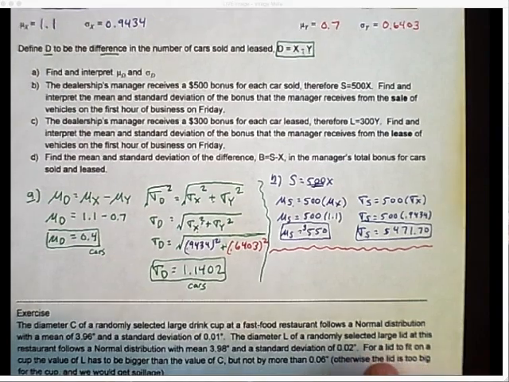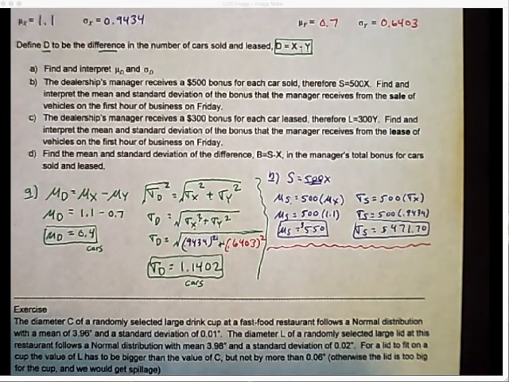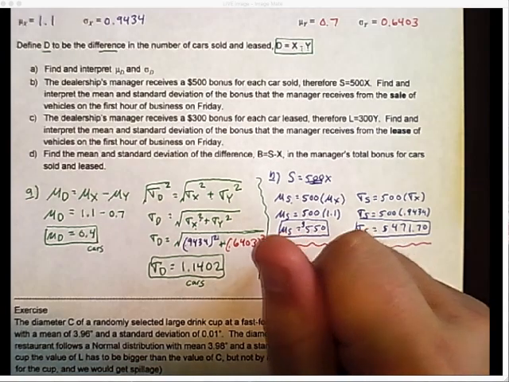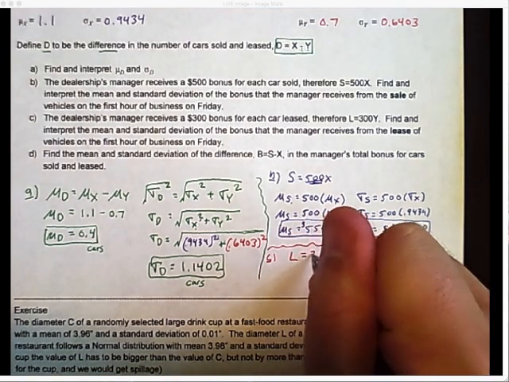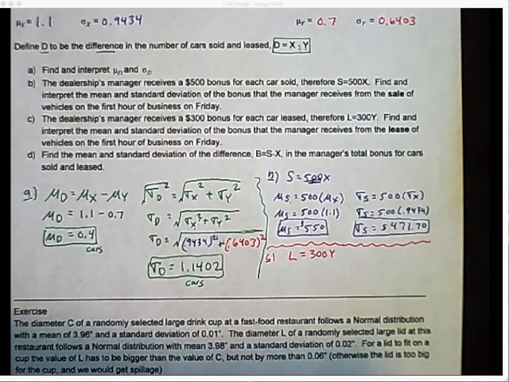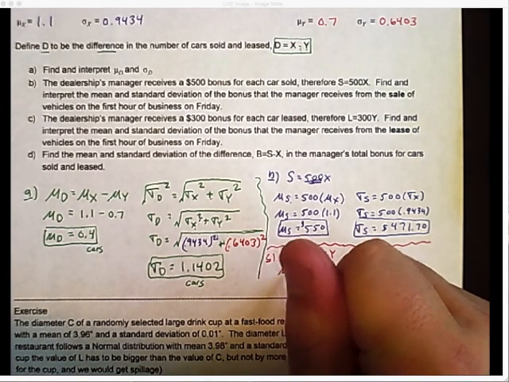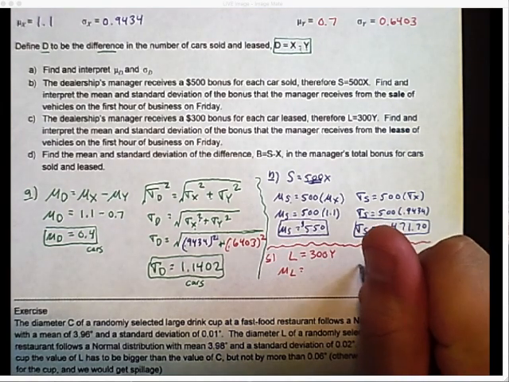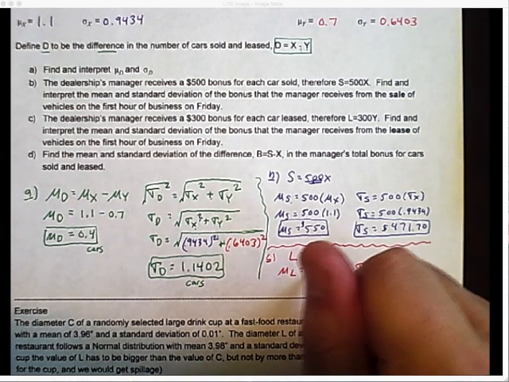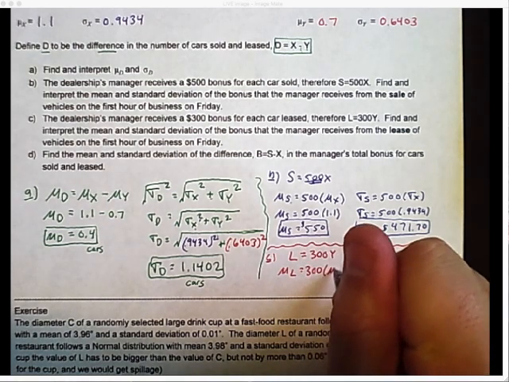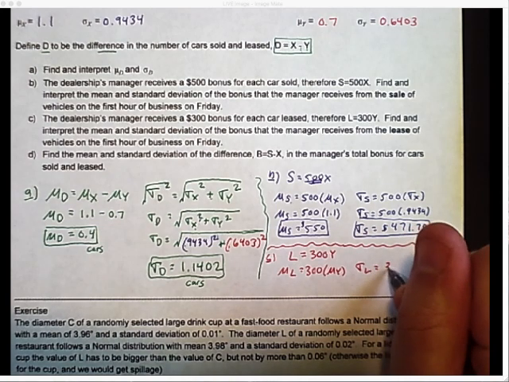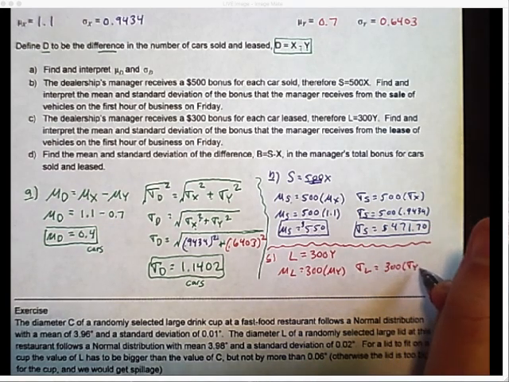Now, part C says the dealership's manager receives a $300 bonus for each car leased. Therefore, L equals 300 times Y. Find and interpret the mean and standard deviation of the bonus that the manager receives from the lease of vehicles. So I'm trying to find mu of L, and I'm going to try to find sigma of L. Well, same way as before, we would take 300 times mu of Y there, and here we would take 300 times sigma sub Y.